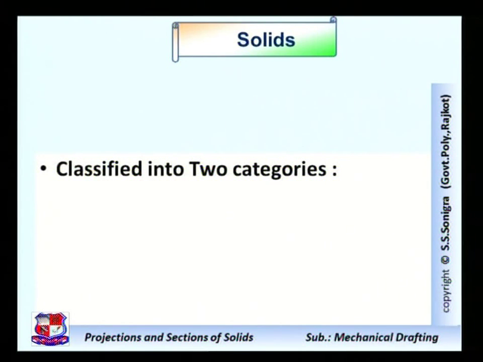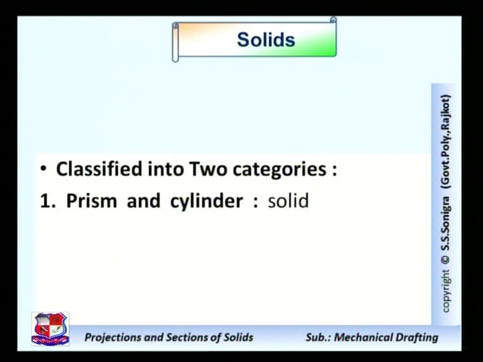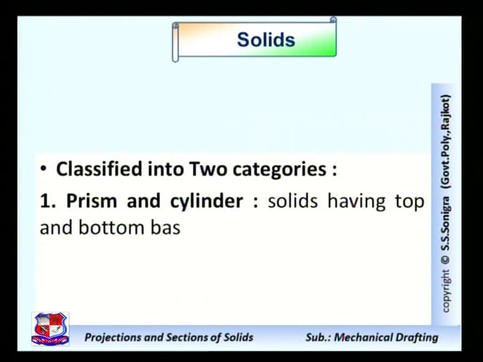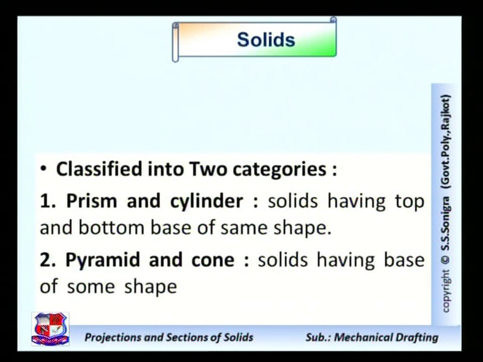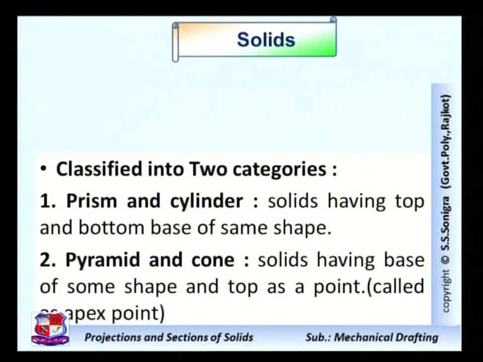Solids can be classified into mainly two categories. The first is prism and cylinder. Solids having top and bottom base of the same shape are covered under prism and cylinder. Prism and cylinder are the examples of category 1, and in category 2, pyramid and cone, solids having a base of some shape and the top as a point, called the apex point, means the solid which is having a regular base, it may be a circle or any polygon, and the apex as a single point.